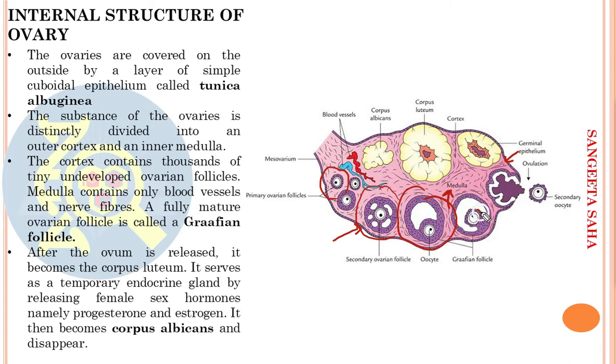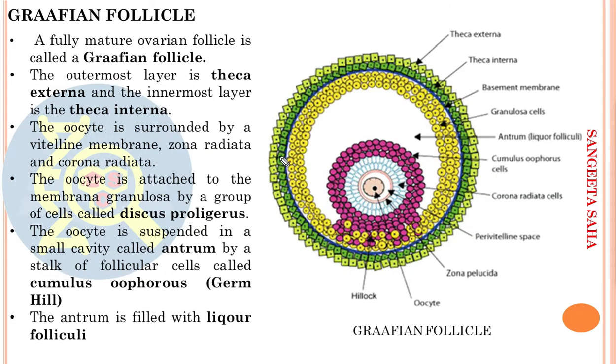This Graafian follicle has got a secondary oocyte present here. We are going to discuss the Graafian follicle now. As the primary follicle gives rise to a mature Graafian follicle, this Graafian follicle looks like this. It has got a secondary oocyte, and this secondary oocyte is one step before the egg formation. This secondary oocyte is surrounded by many layers of follicular cells, and these cells are known as discus proligerus.